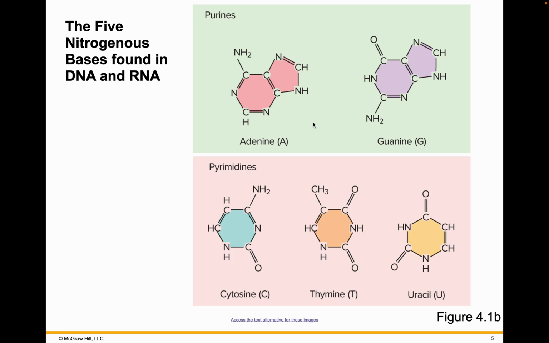Purines have 2 ring structures, pyrimidines have 1 ring structure. Cytosine and thymine are found in DNA. Cytosine is found in both DNA and RNA, but in RNA we use this modified uracil instead of thymine.